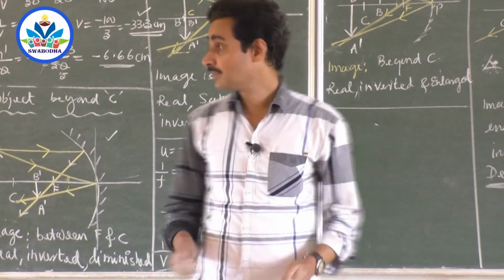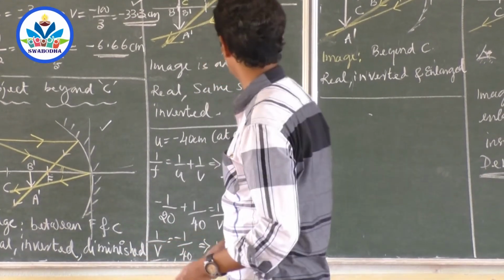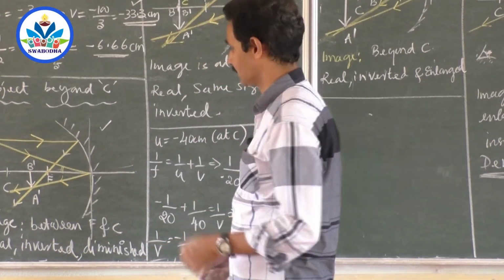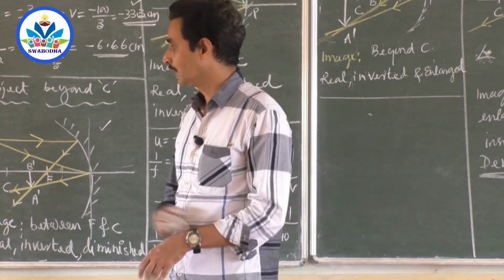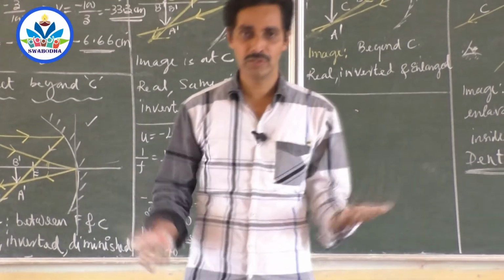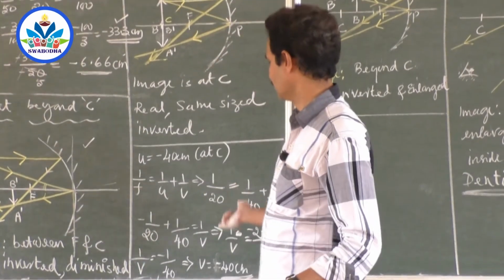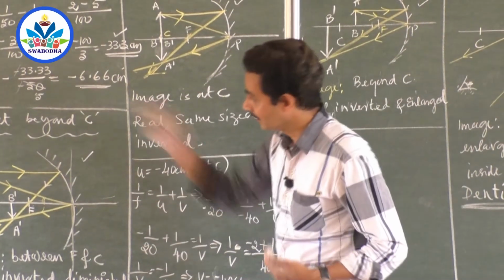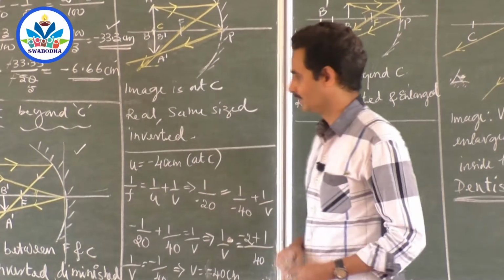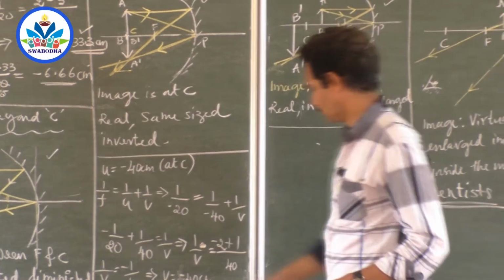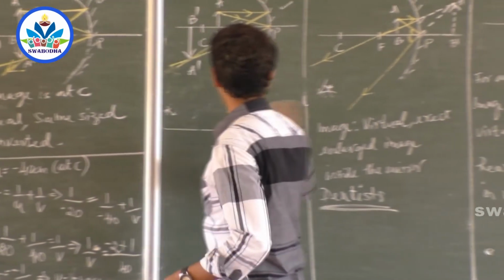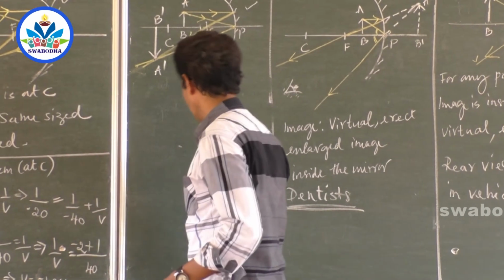So size of the image then will be, if you substitute in the formula M is equal to H dash by H, V by U, you will get V by U as 40 by 40, then H dash by H gives H dash equal to H. So height of the image is also same as 10 centimeter. So that one case is over. Now let us keep the object between F and C. So where should you go now? I'll rub this. So I'll write the values again.